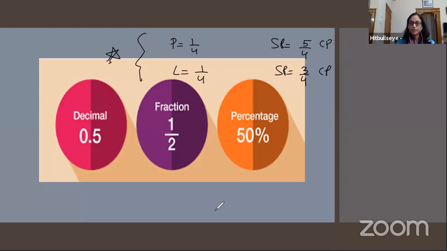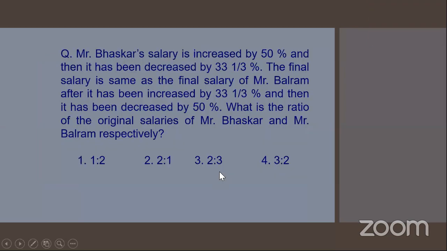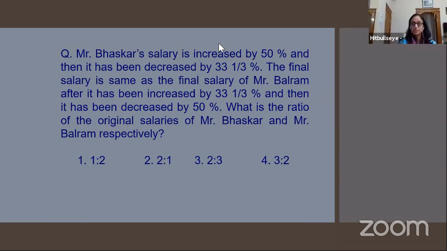Okay, so we all are done with this, I think. Let's move ahead. Try this question now. Is there anyone else who is still confused? Please do let me know.